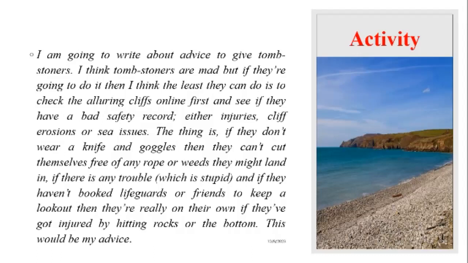The thing is, if they don't wear a knife and goggles, then they can't cut themselves free of any rope or weeds they might land in. Now those are two points. You see that if there is any trouble, which is stupid, that is a comment. It's not allowed, which is stupid. That's a comment. Even if you feel that's stupid, you shouldn't express it in your summary, because that's not the goal of a summary.